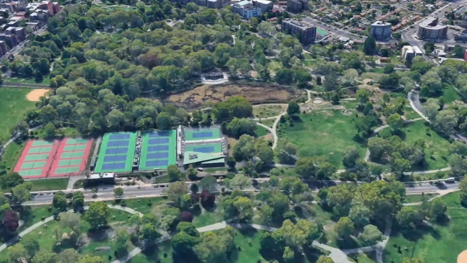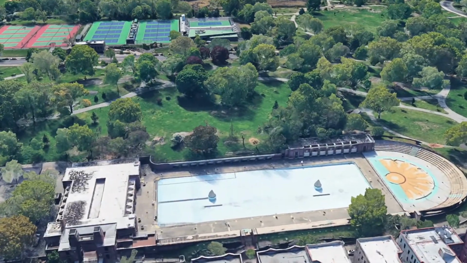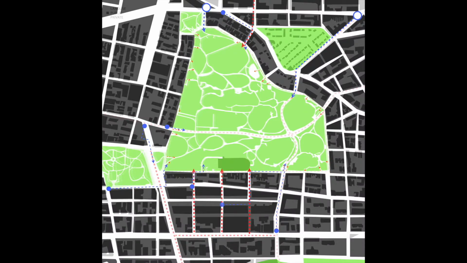So with this diagram, we wanted to show the access points to the park and the pool. And we also wanted to emphasize that there are different ways of accessing the park and the pool. So the blue arrows represent public transportation spots, the red arrows represent driveways, and the orange pathways represent pedestrian walking areas.